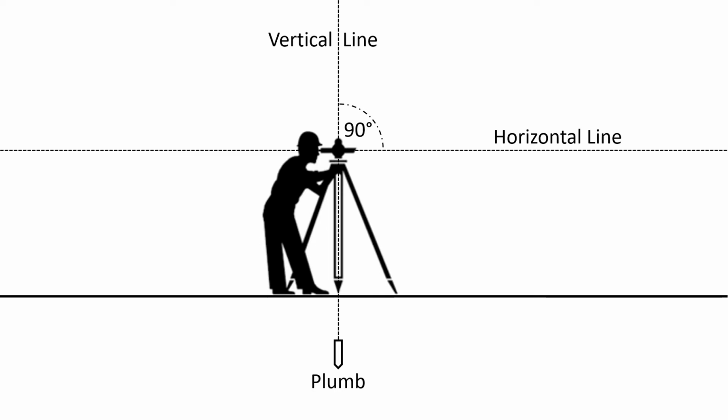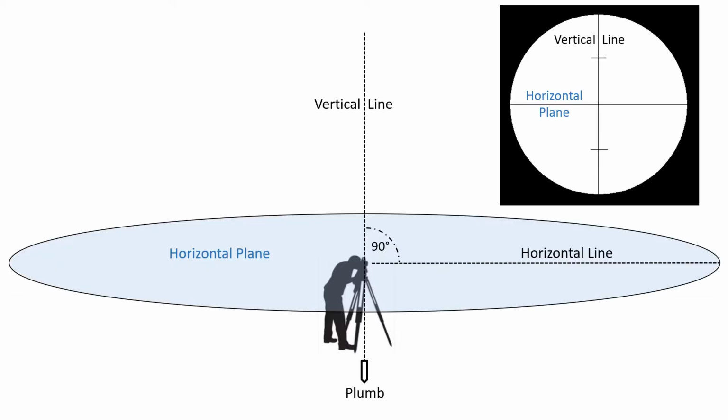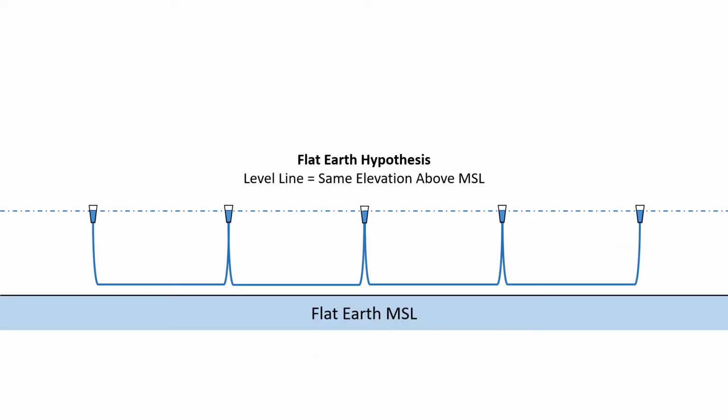So Bev and I both agree that surveying instruments will measure a horizontal line that is 90 degrees, or perpendicular, to the vertical line. And that horizontal line would actually be part of the horizontal plane. So if you look through the instruments and the crosshairs, you would have the vertical line here, and this would represent the horizontal plane. So this is the flat Earth hypothesis.